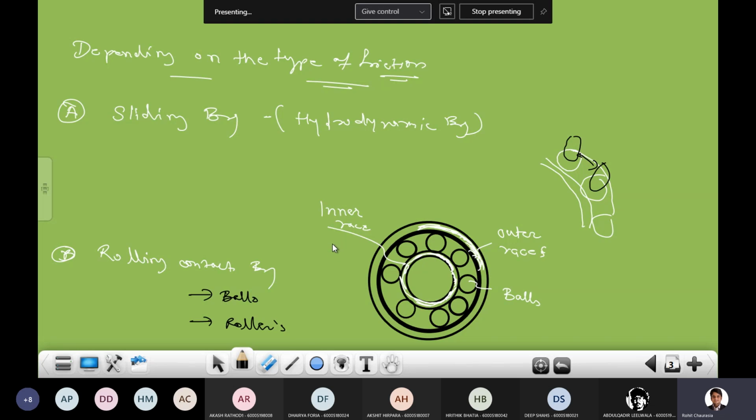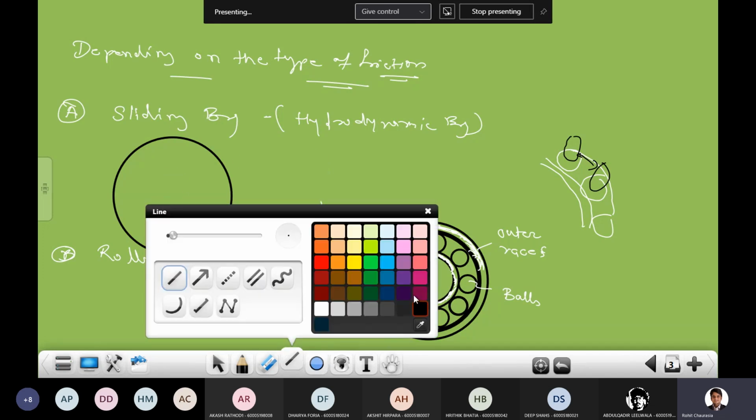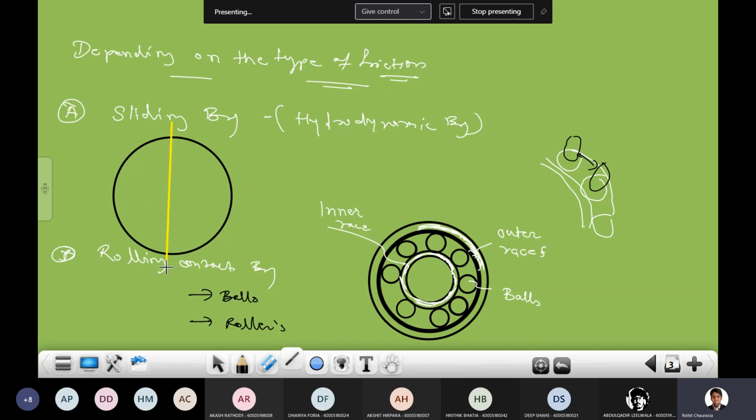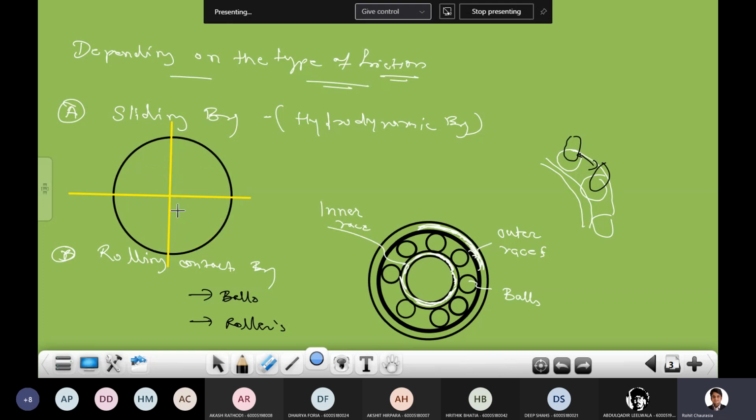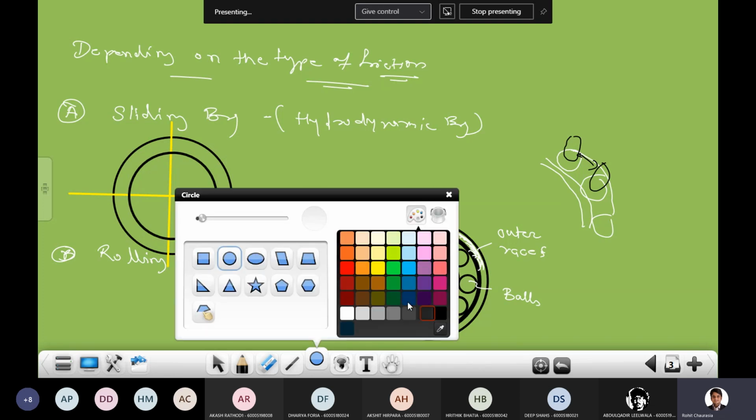So let us have a look at the hydrodynamic bearing. Suppose we have an arrangement of a hydrodynamic bearing, so I'm just trying to make the hydrodynamic bearing here. It is a very important part, so just pay attention to what we are doing and how the working goes. Here I am just changing the center lines. This is like this, and inside it is like this. And here I am going to make one more circle.